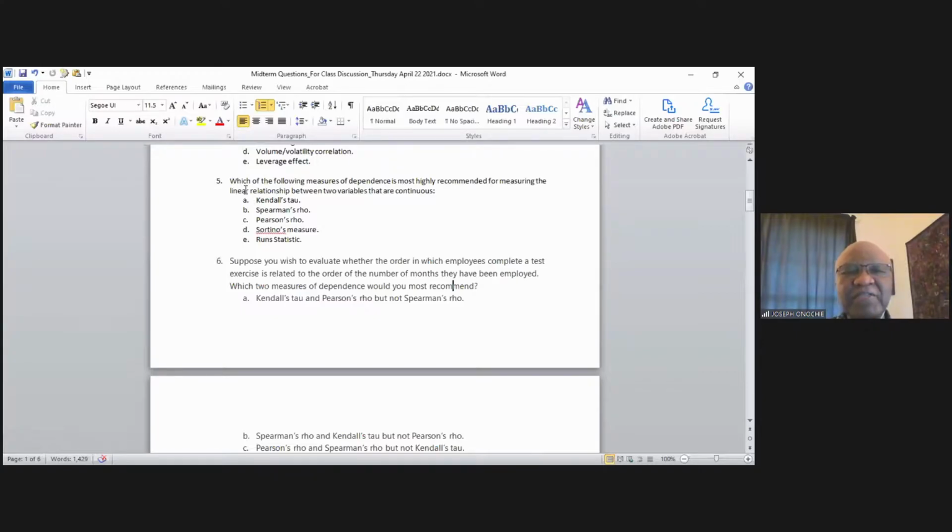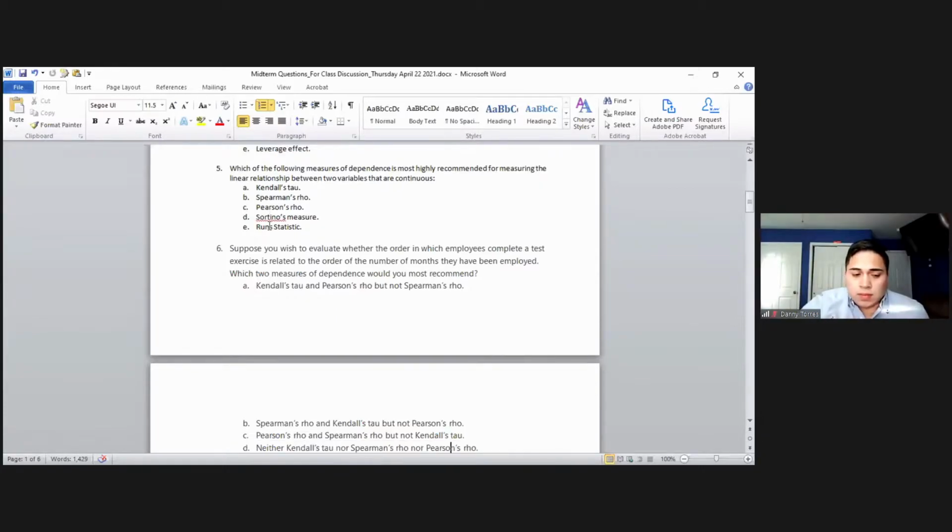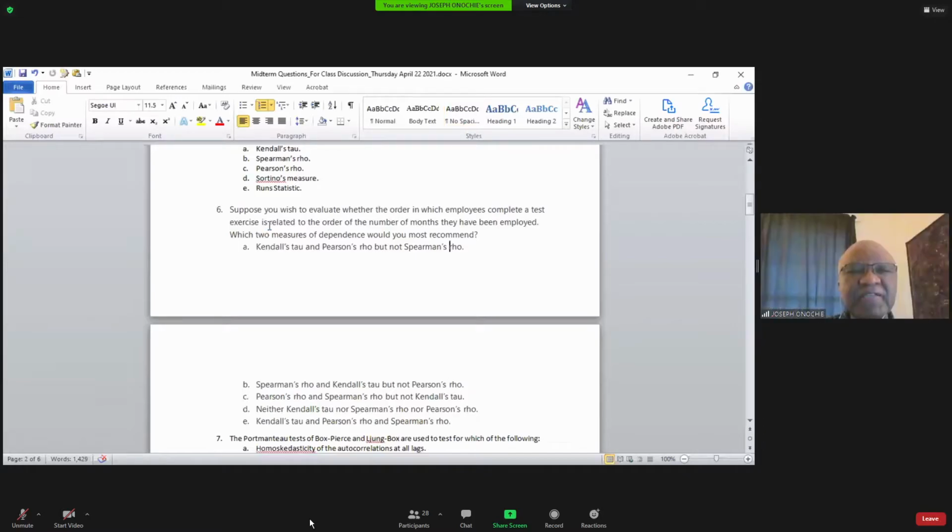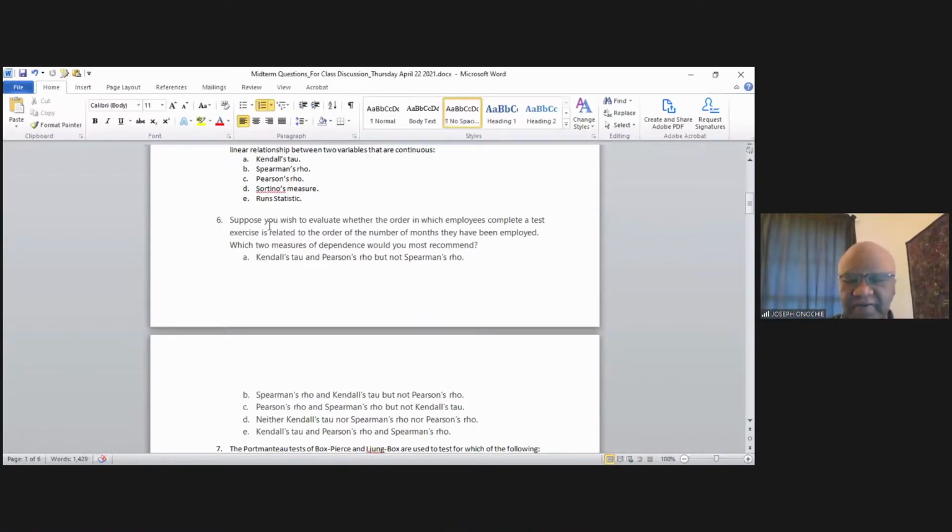And when you have a non-linear relationship, Pearson doesn't work, or when you have to rank order, when you have to order things in maybe ascending or descending order, Pearson doesn't really work well. It works, but not as precisely. You need Kendall's and what's the other one? And Spearman's, okay? All right, for number 6. So for number 5, the answer is what? C? Pearson, yeah.